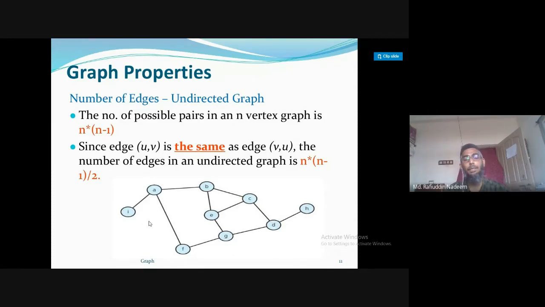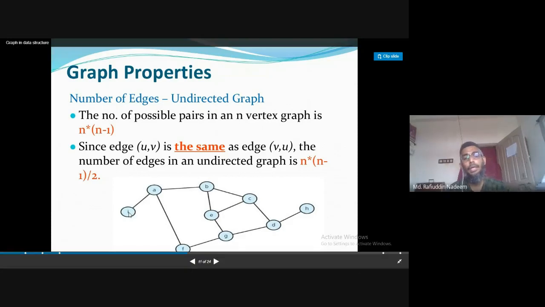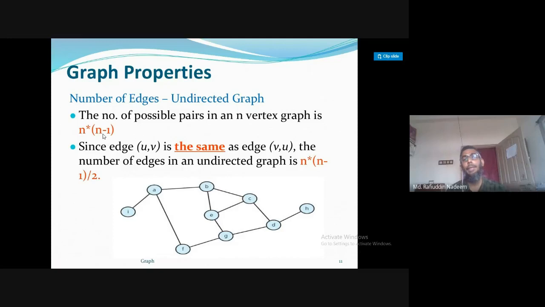Because here A to B is the same as B to A, you can take it as one count. Then the number of edges will be n into n minus 1 by 2. Here, if you observe, we have 9 vertices. So 9 into 8 is 72. We can at most form 72 pairs here, and in that we can have only 72 by 2, that is 36, edges in case of an undirected graph.